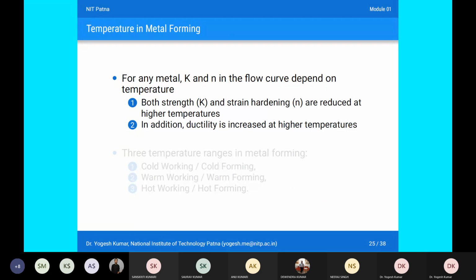Okay, so let us come directly to the effect of temperature, how this temperature is affecting your material properties in metal forming, or how it is useful or not useful in the case of metal forming processes. So for any metal, K and n, that is the strength coefficient and your work hardening exponent in the flow curve, depend upon the temperature. Both the strength coefficient K and your strain hardening exponent are reduced at higher temperature.